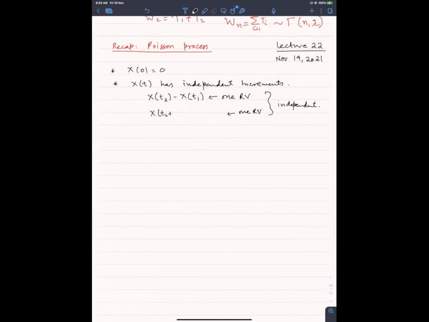X of t4 minus X of t3 is another random variable. And for this, we are assuming that t4 is greater than t3, which is greater than t2, which is greater than or equal to t1.